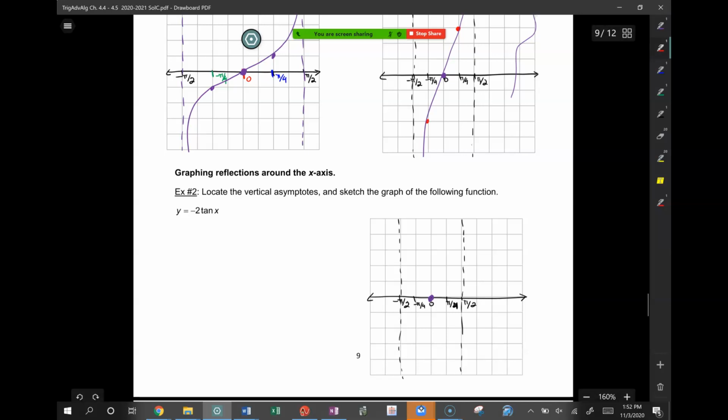Okay, now I have a -2 here, right? Negative means reflection. So here there is a reflection because of that negative. That means to the right, instead of going up 2, I'm going to go down 2. And then to the left, I'm going to go up 2. And I graph like this. Okay? Questions?